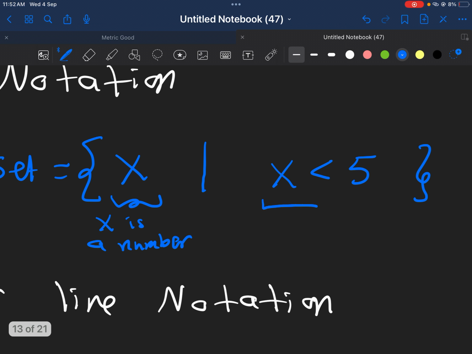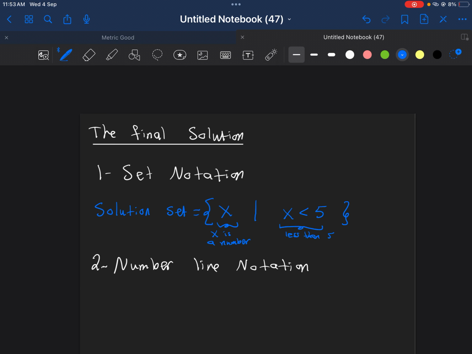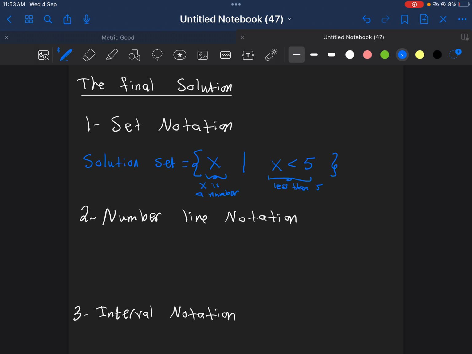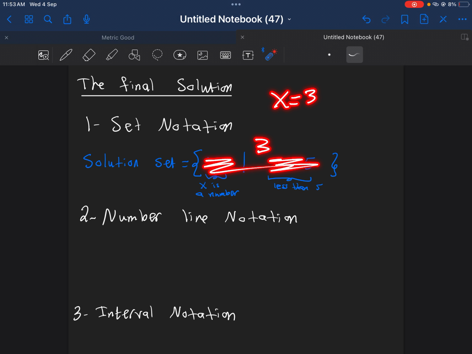And what is so special about this number? It is less than 5. So instead of describing it in words, we describe it in this way. This is a standard way called set notation as a solution set. Of course, when we have an equation and the answer is x = 3, we don't need all those details because I can just write 3, since it's clear. But in this case, x is not only one value. It's many values. Any value less than 5 is a solution.